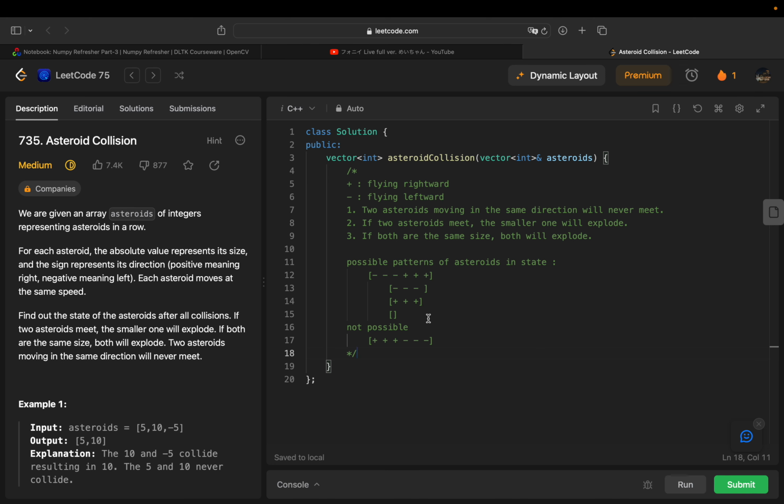735, asteroid collision. Given a vector of asteroids, each entry is either positive or negative. A positive value means that the asteroid at that position is flying rightward, and a negative value indicates that the asteroid is flying leftward.